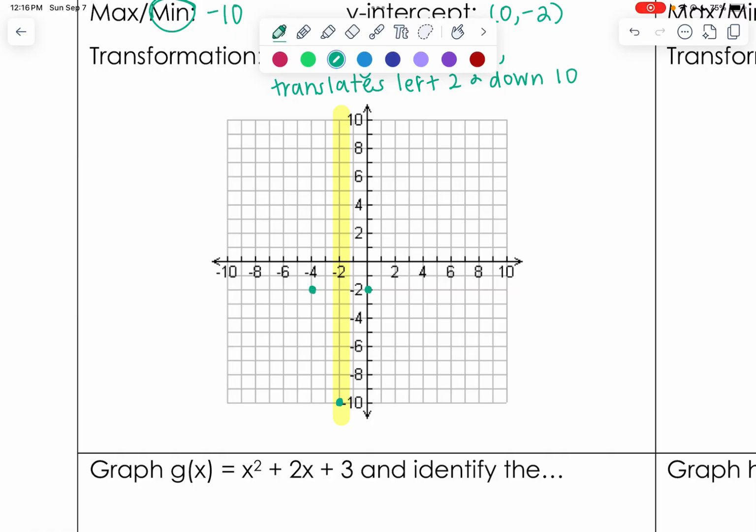So don't forget to use that axis of symmetry through the vertex, and that's going to help you reflect to give you 5 points total. So you really just need to find 2 on one side and reflect them to get 2 on the other side.